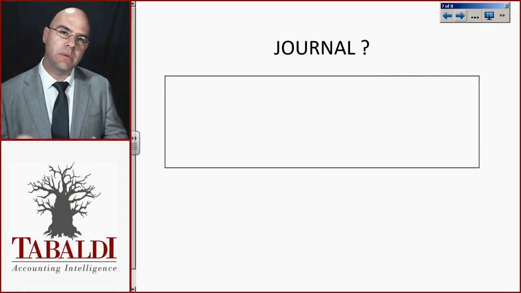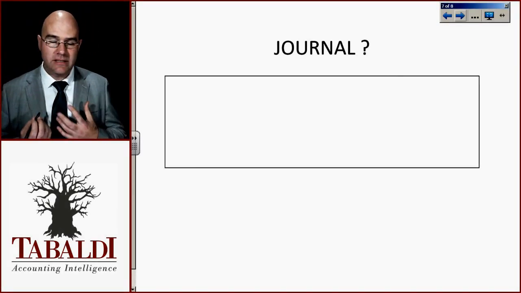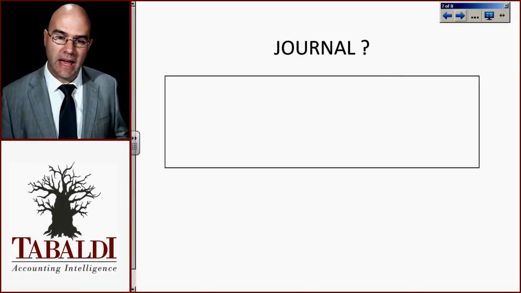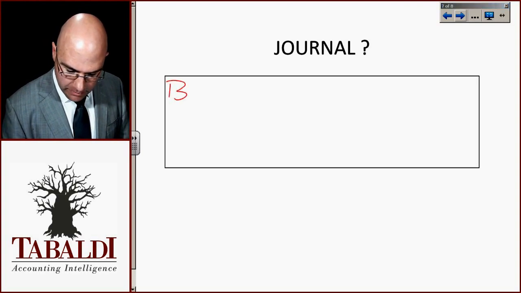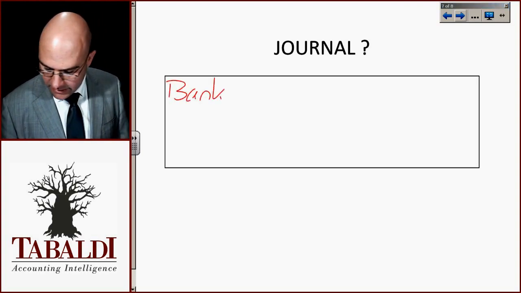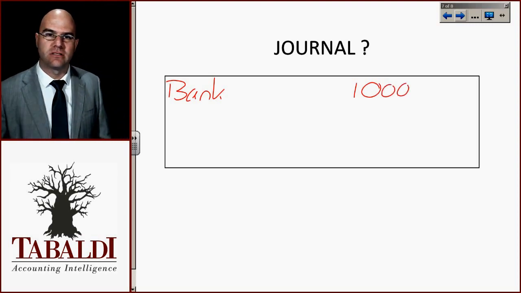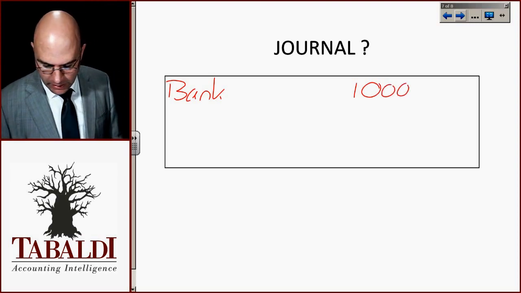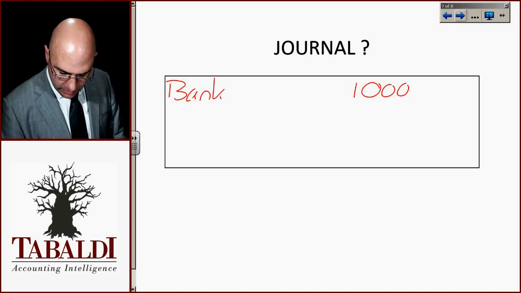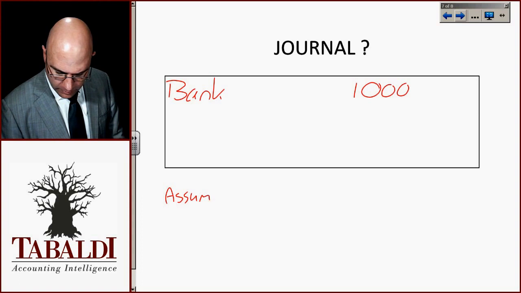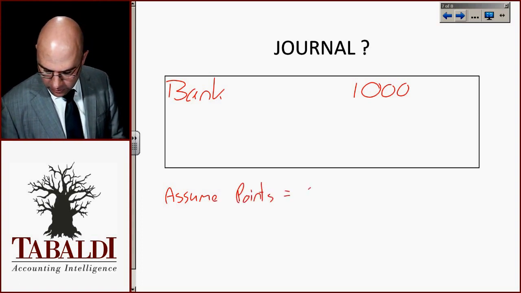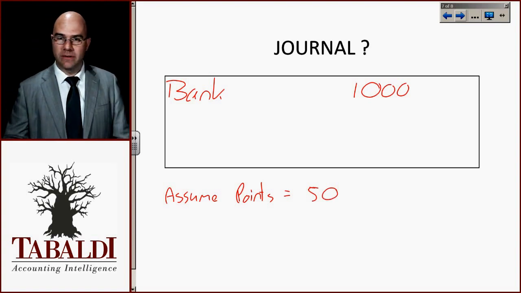So here, let's say we did a transaction. We, British Airways, sold a plane ticket for cash. So here I'm going to debit bank. Let's say I sold it for 1,000 currency units. Could be dollars, rands, pounds, whatever. Then what we do is we work out, let's assume that the points are equal to 50 currency units, $50.